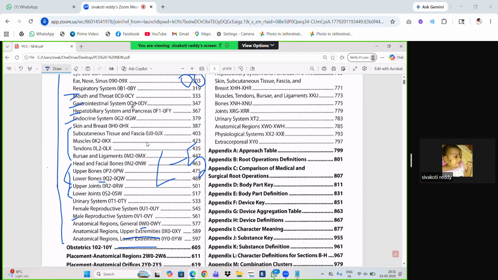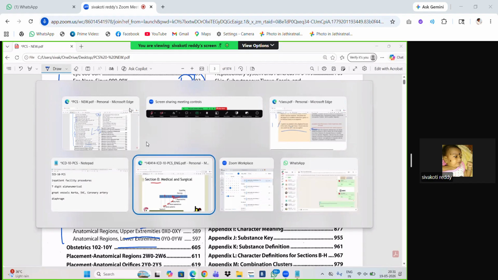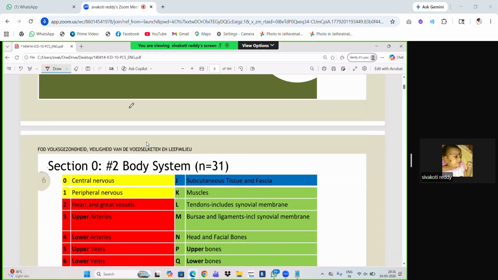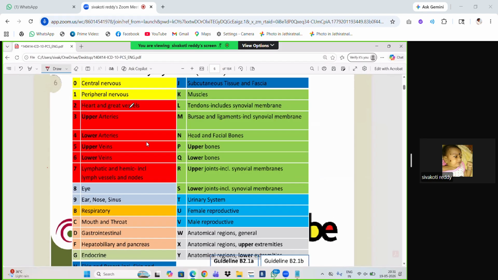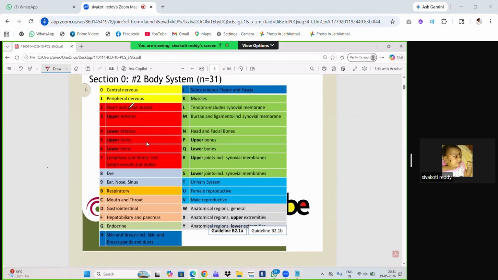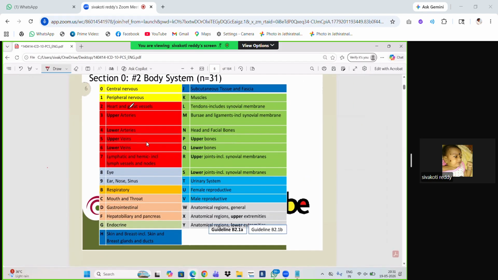Second character, body systems. Total we have 31 body systems. Okay, these are the fixed values, guys. These all are the body system values. If you identify the exact body system, you will get the second character. How we need to identify the body system? Based on the body part.